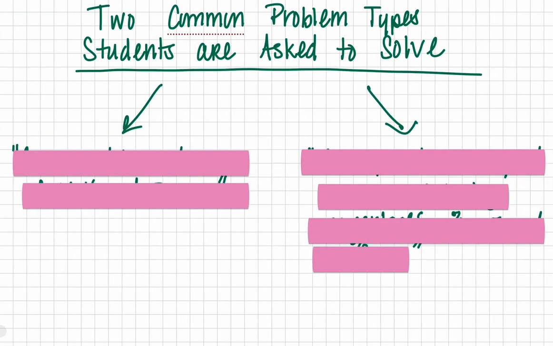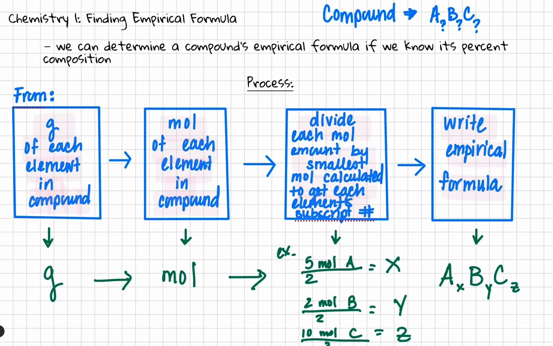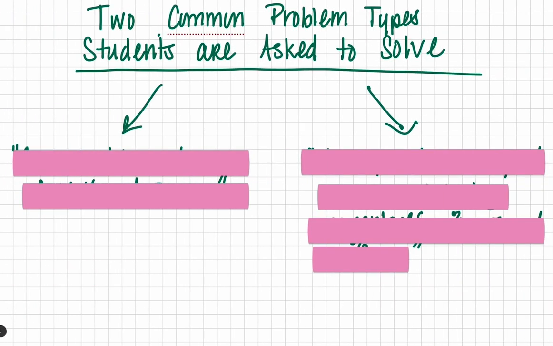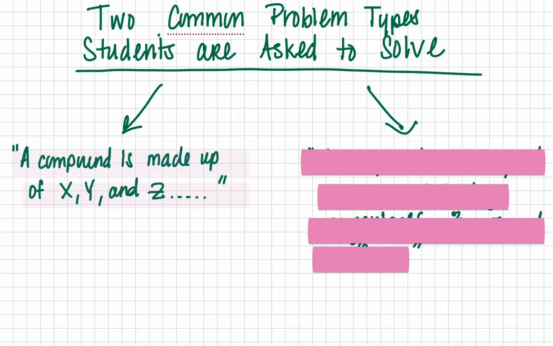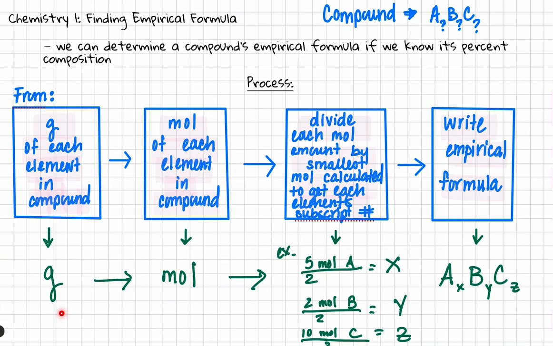There are going to be 2 common types of problems that students are going to be asked to solve. And this is where I come in and show y'all just key things to look at. And 99% of the problems that you will come into dealing with when we're talking about empirical formula are going to be 2 types of problems. So the first one is that you'll get a problem that says that a compound is made up of X, Y, and Z elements. And y'all will remember that it's going to give you either in grams or mole.